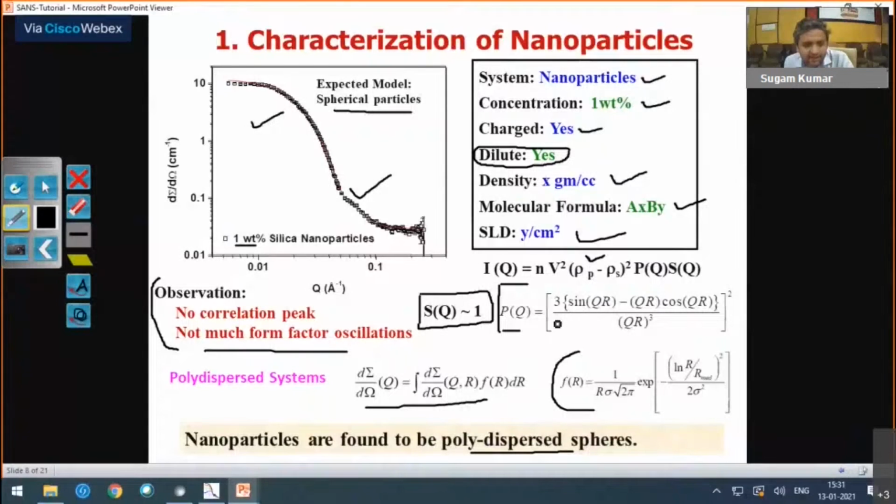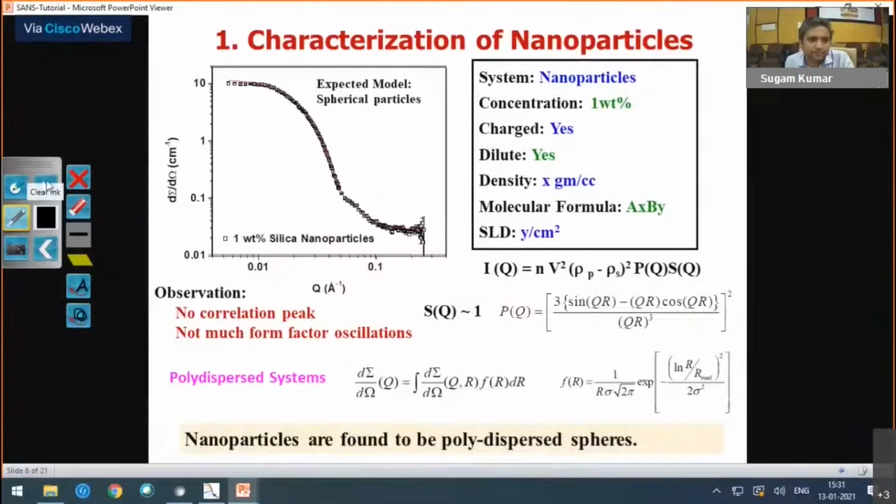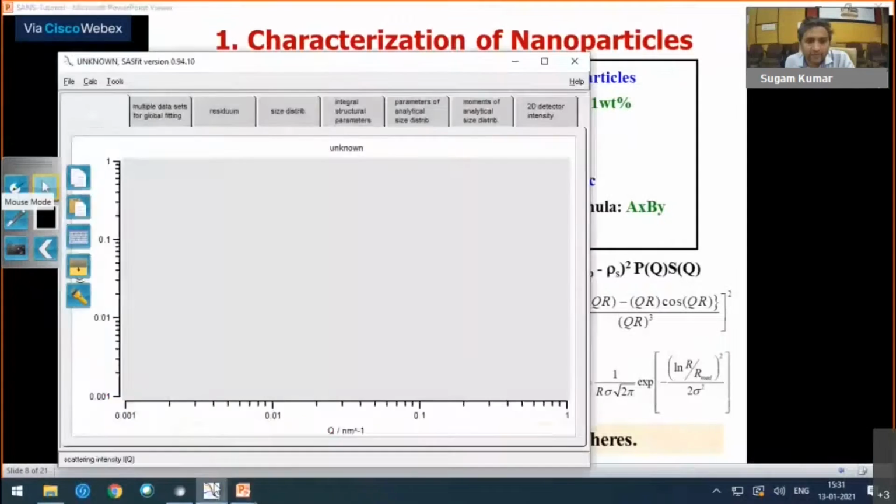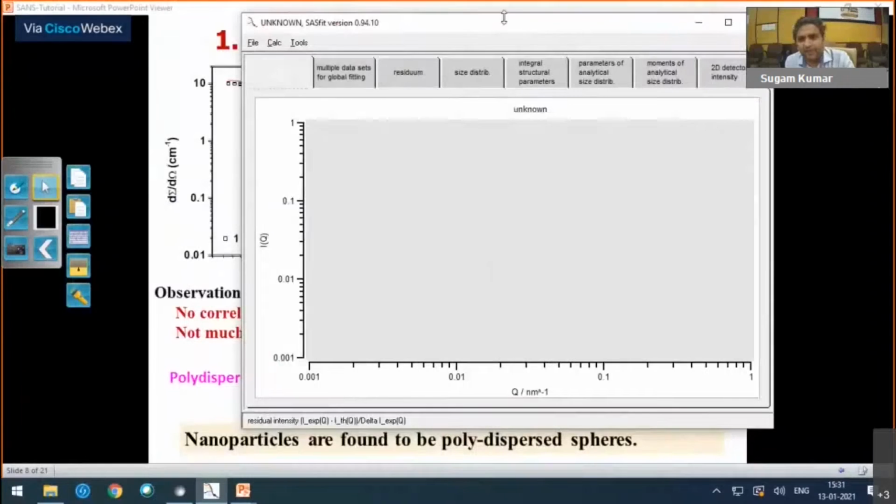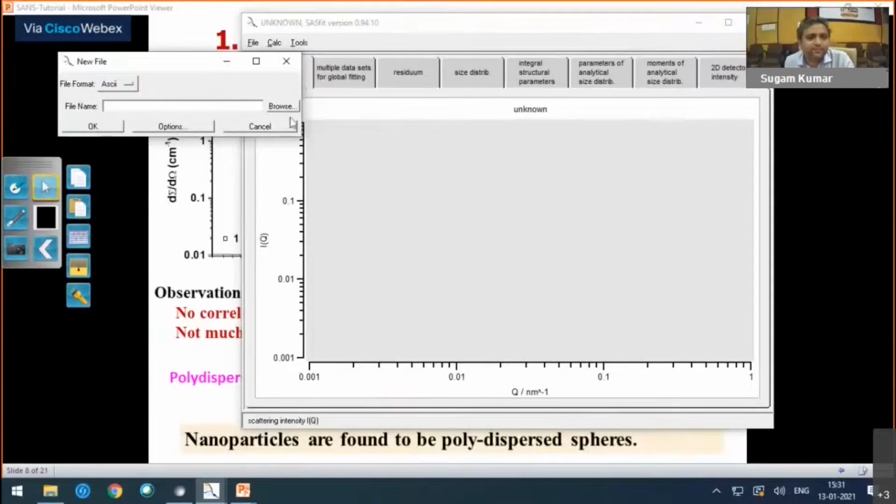So I will start with one software, which is SASfit. There is no need to install these softwares. This comes as a package. You need to just double click on the exe file. This window will automatically appear. Now you go to File, choose single data set, browse.